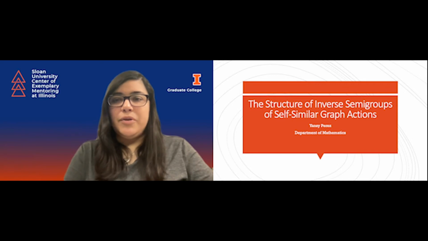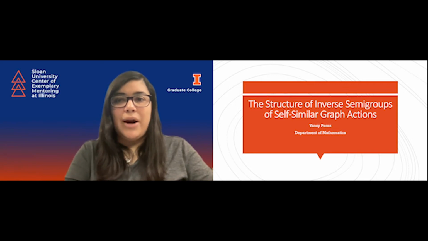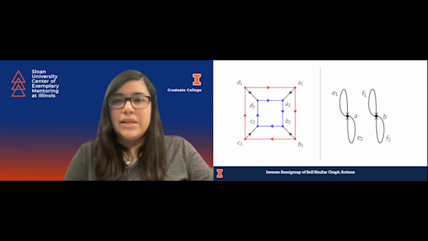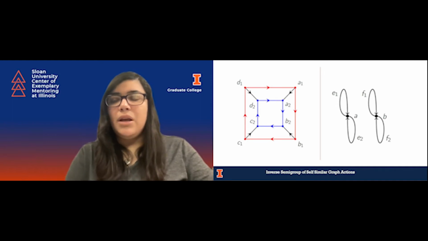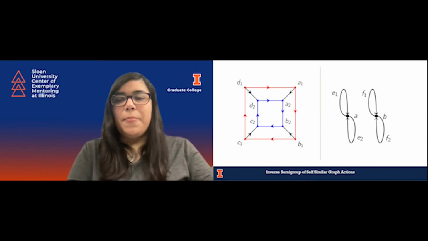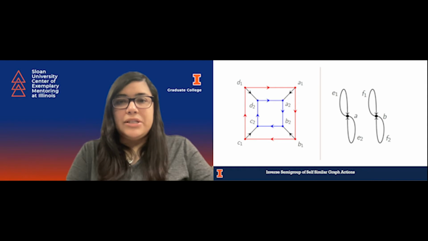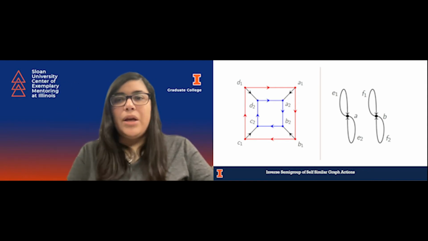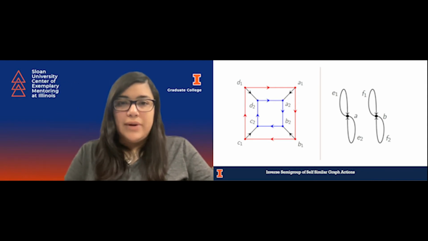Our inverse semigroup involves what are called mathematical graphs. And in this next slide, there's an example of two different graphs. A graph is a set of vertices, symbolized by the dots, and a set of edges between them, which are the lines. In our case, our edges are directed.